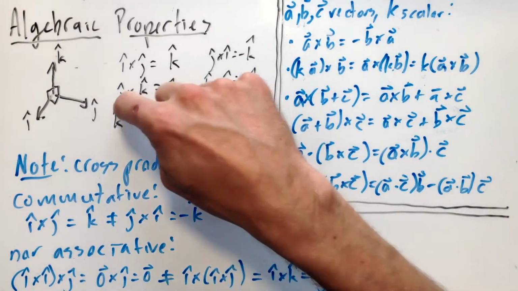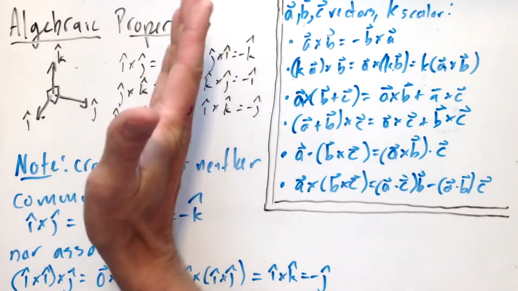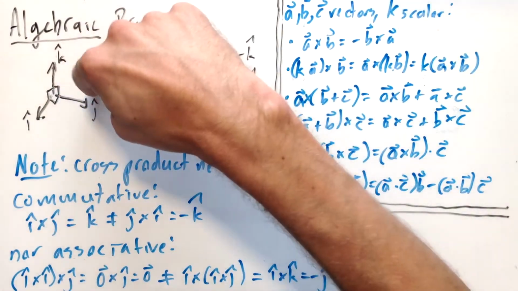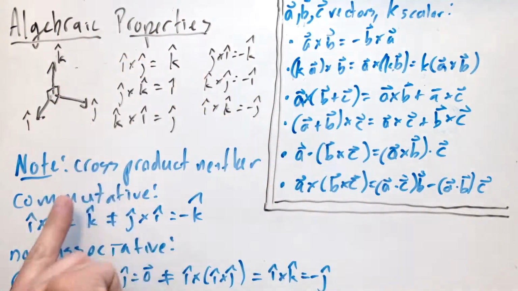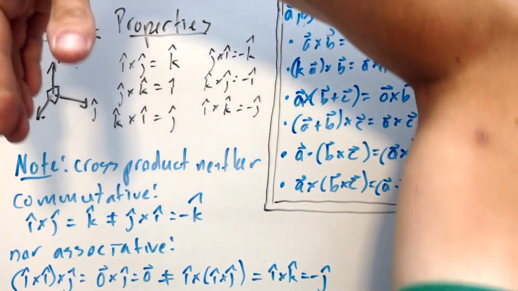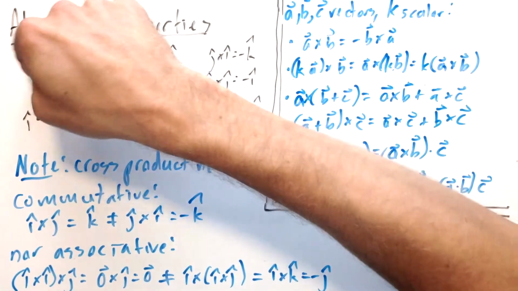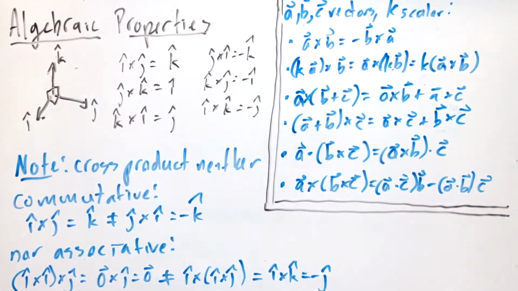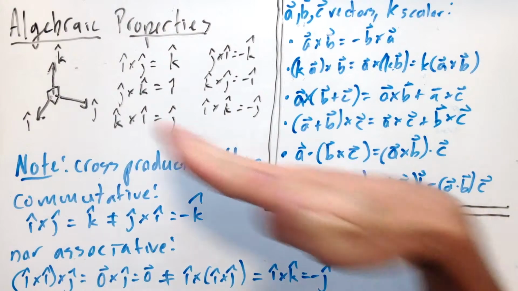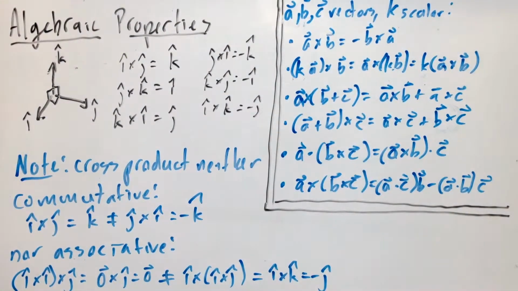Similarly, j cross k is i, because the right hand rule says we're curling our fingers this way, the vector comes this way, whereas k cross j, we're curling our fingers the other way, it's going to be negative i. k cross i is going to be j, because we're curling our fingers this way, so j comes this way, and i cross k, we're curling our fingers the other way, so we get negative j. Also, i cross i is the zero vector, j cross j is the zero vector, k cross k is the zero vector. So that's everything.